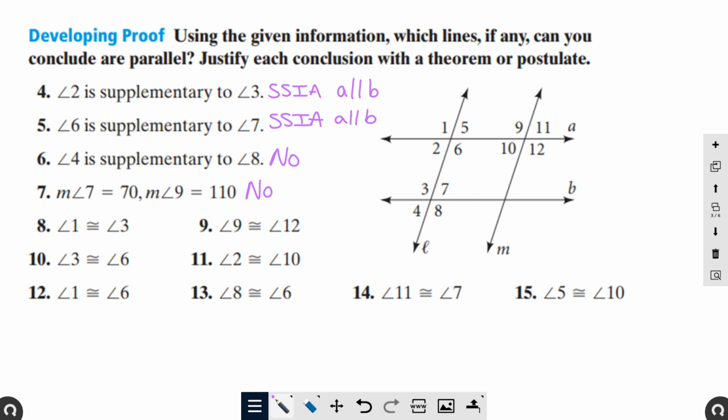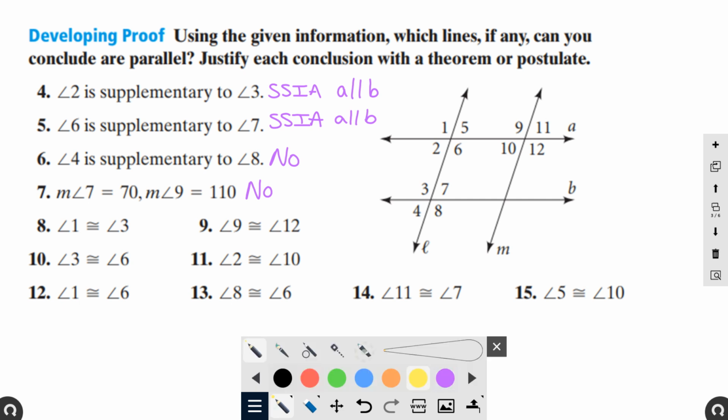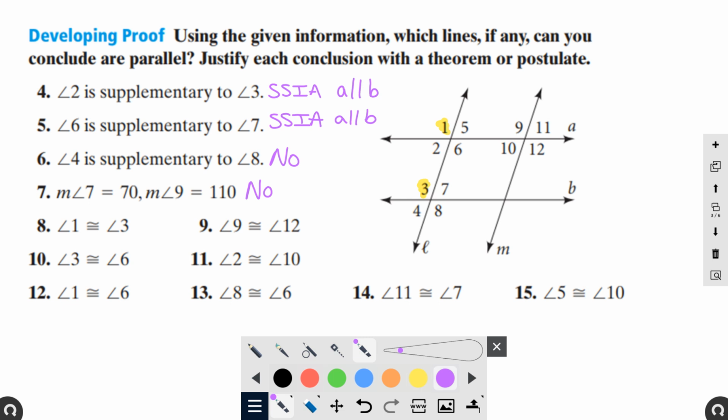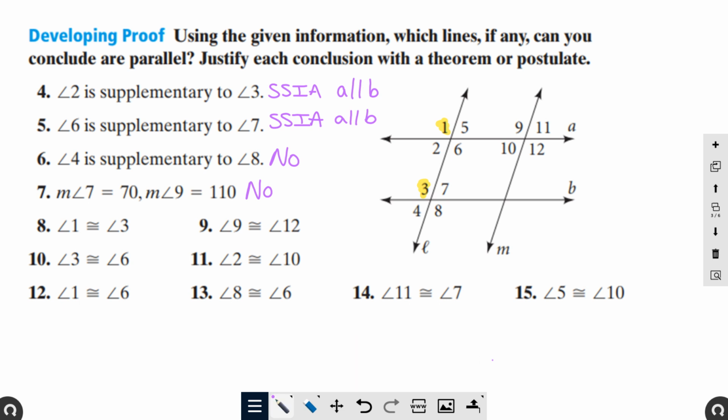Our last several ones all say congruent. So we're just looking at, are they either what two things? If it says congruent, it's got to be corresponding or alternate interior or exterior, really. Okay, so let's highlight angle 1 and angle 3. Here's 3, here's 1. Are those a special type of angle? They are corresponding. So for this one, I would write CORR for corresponding. And what lines would be parallel? Is it A and B or is it L and M? A and B again.